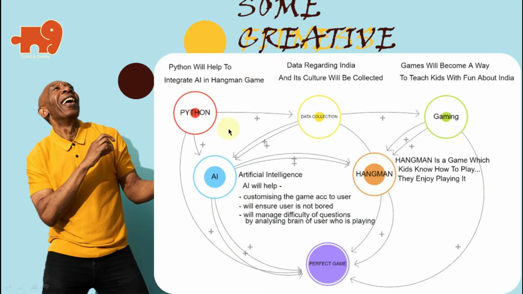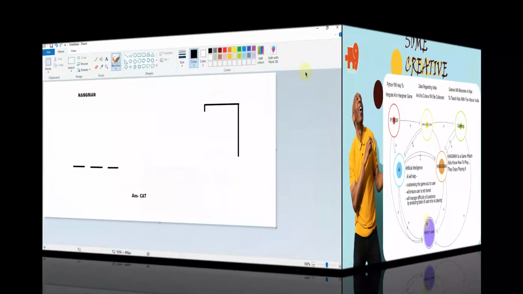Python is the main software used to control the GUI and the backend artificial intelligence. Hangman was chosen so that children could feel connected, as they are familiar with it and play it a lot in schools. By adequate Python programming, artificial intelligence, proper data collection, gaming, and use of Hangman, we have created a perfect game for children of age group 6 to 20.